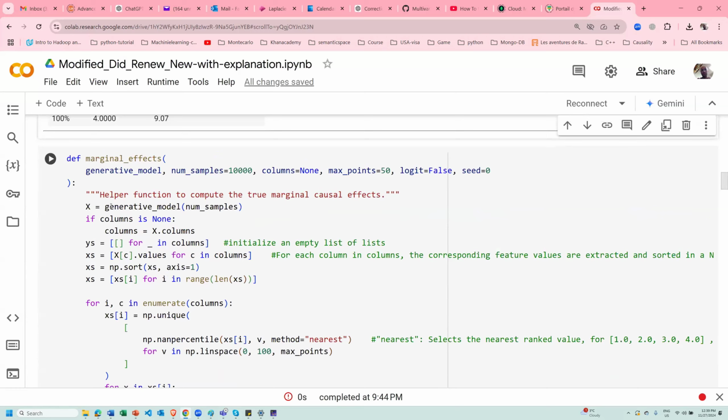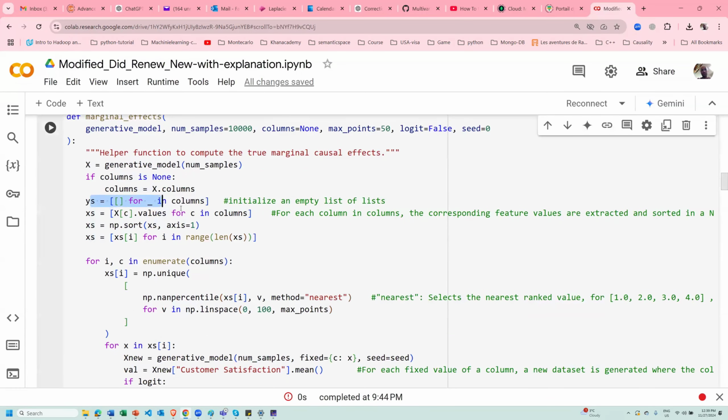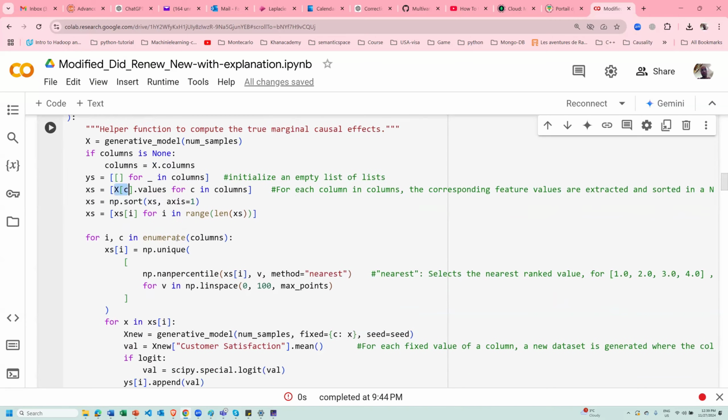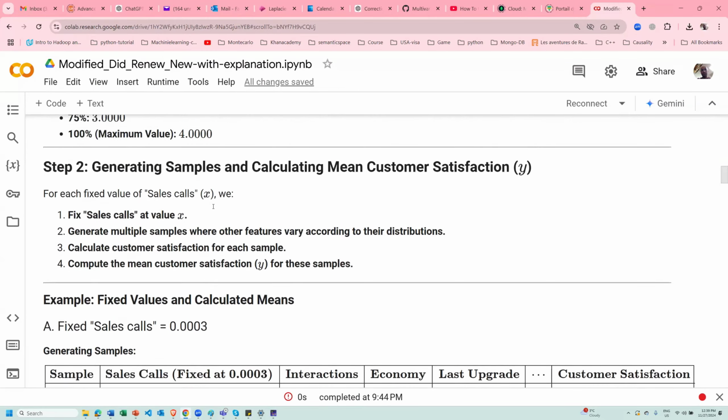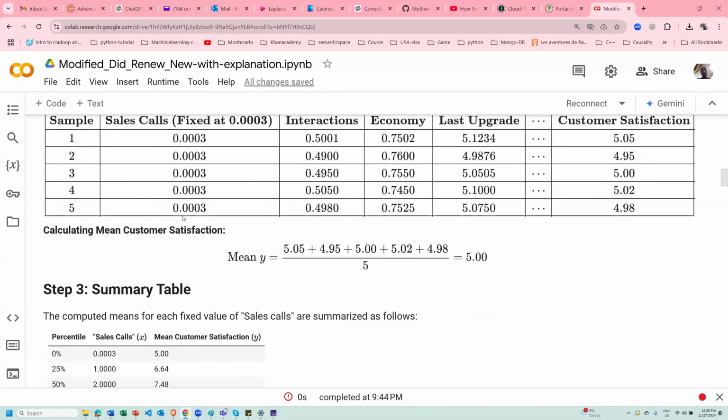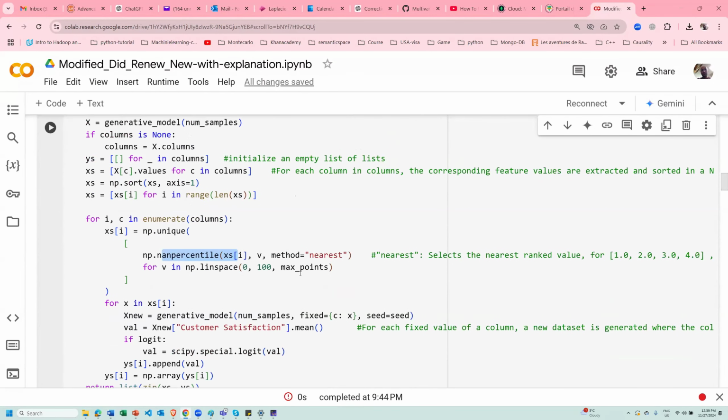Here is the code for marginal effect. As you can see, we are initializing an empty list of lists, and then for each column, the corresponding feature values are extracted and sorted. Then we have a for loop in which we define those percentages that I just explained to you here, 0, 25. These are the percentages. The nearest is that, for example, if you have 2 and 3, the algorithm automatically decides that for 25% it is going to be number 2. It selects the nearest ranked value.